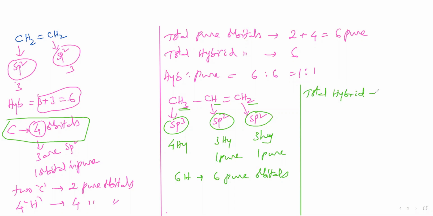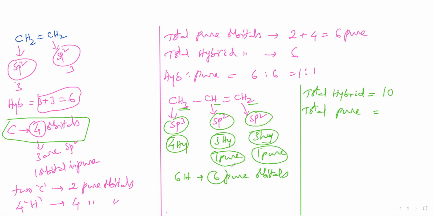Total hybrid orbitals. How many are there? 4 plus 3 plus 3, 6 plus 4, 10. Total pure orbitals. How many? 1 from each carbon, that means 2, and 6 from hydrogen. So 2 plus 6, 8.